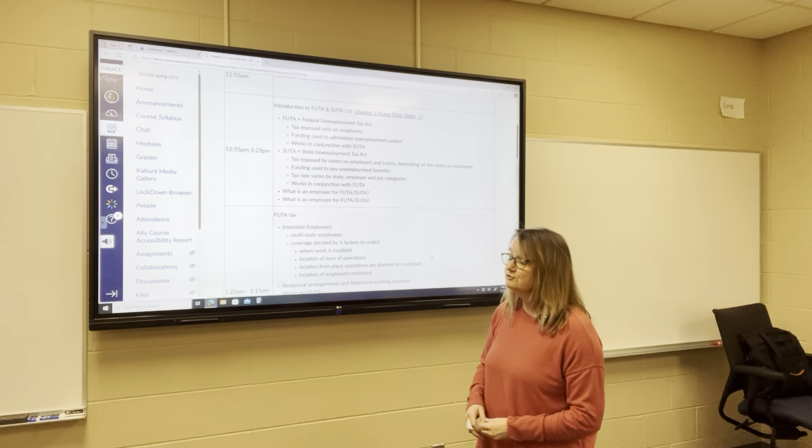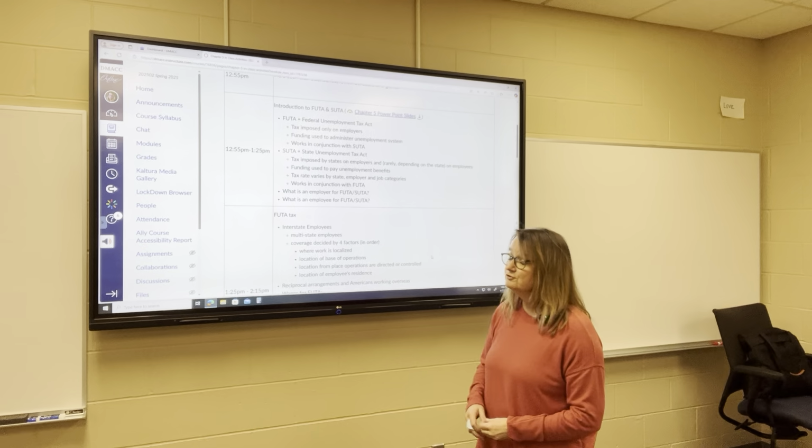SUTA is for the most part exclusively paid by the employer, but because it's a state unemployment tax, the rules for it are going to vary from state to state. Some states do impose a partial unemployment tax on employees, so there is a withholding element. In Iowa, that is not the case. In Iowa, there's no employee portion of these taxes. These are solely taxes that are paid by the employer. So there would be no withholding in Iowa.